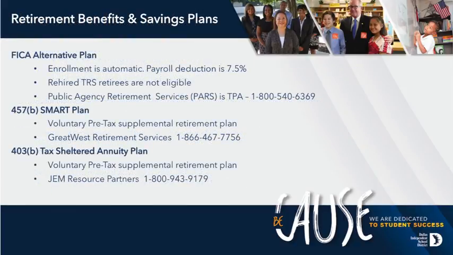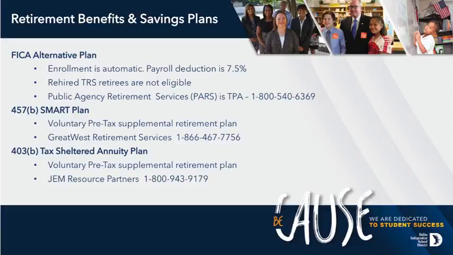Deductions for the FICA Alternative Plan are automatically taken out of your paycheck in lieu of deductions normally made to FICA Social Security taxes. The 7.5% contribution to this plan will be deducted on a pre-tax basis and placed in a 457B account administered by Public Agency Retirement Services, or PARS.